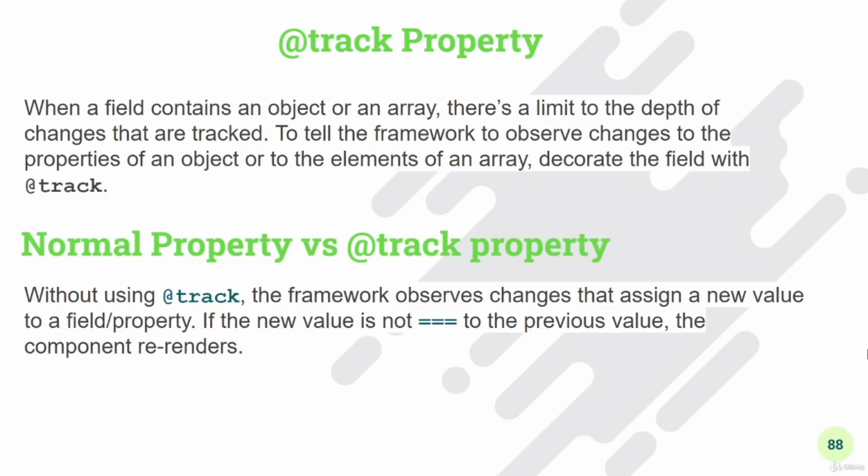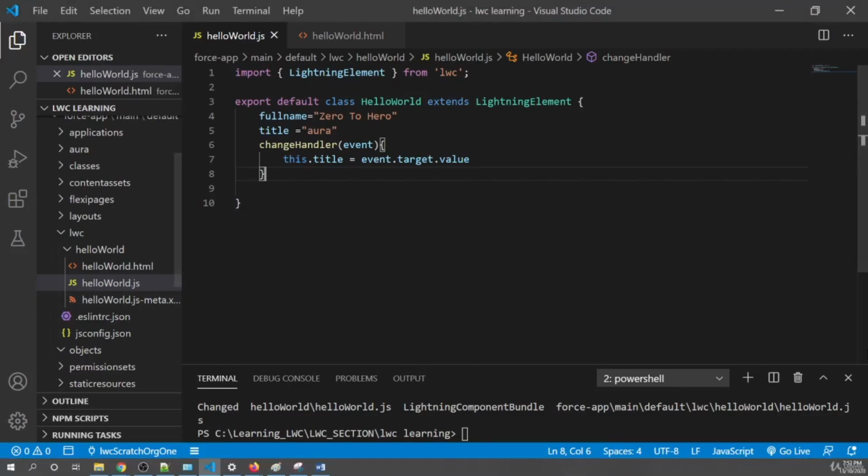So let's go to VS Code and try to decode this statement. Till now, we have learned only the two-way data binding with the string, right? So our property is a normal property. We initialize it with the string 0 to hero, and here also the title was aura, and that too is a string. So let's create another property, address, and this time let it be an object.